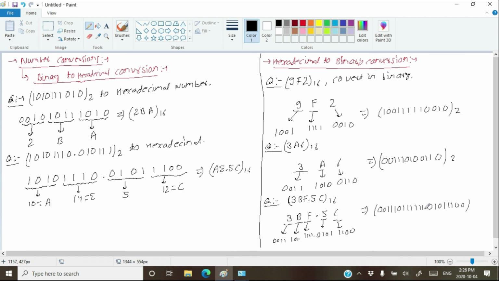So here you need to put the decimal point. So hopefully you are getting my points. Now let's see some other interesting examples of number conversions.